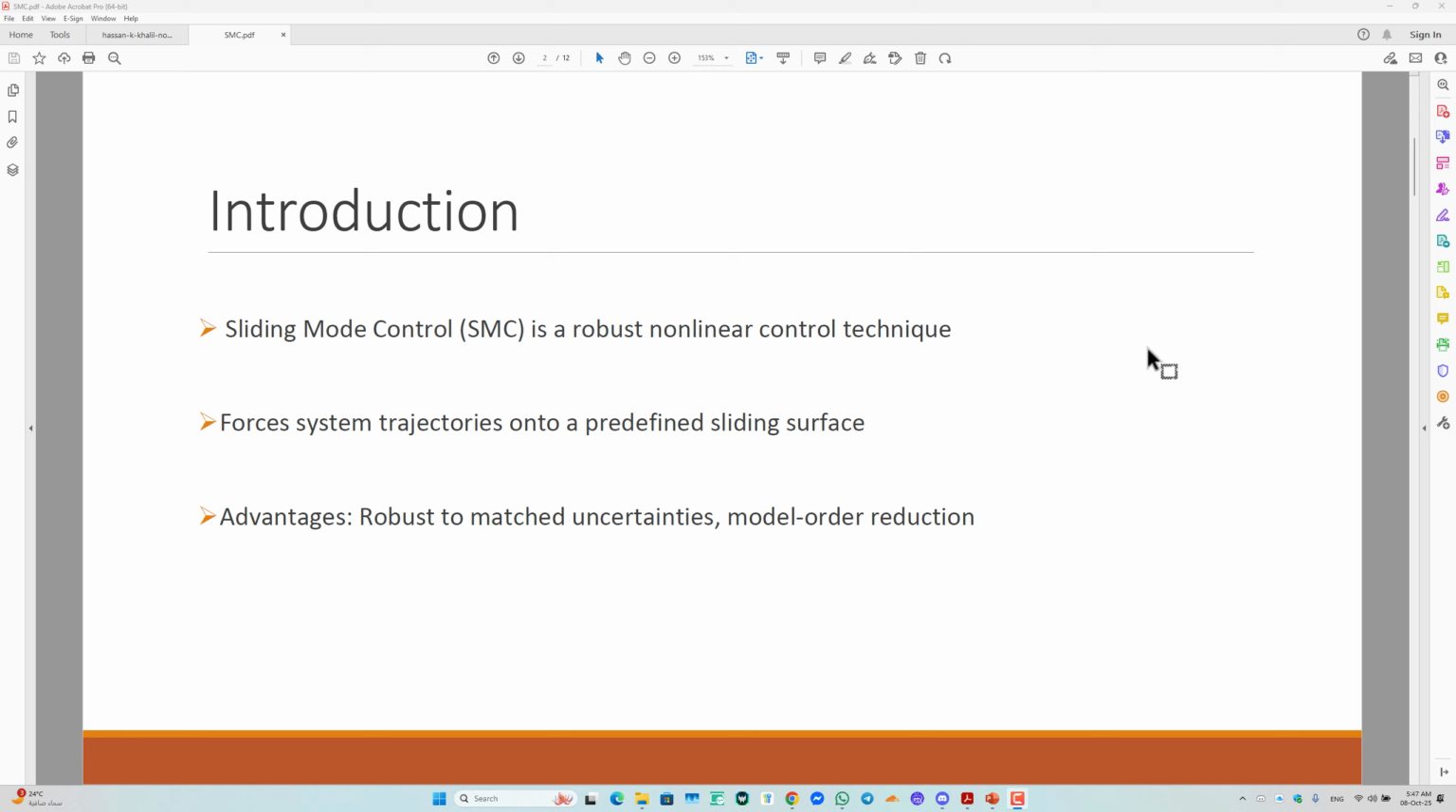Sliding mode control is widely used because it is robust to matched uncertainties. That means unknown dynamics or disturbances that enter through the same channel as the control input. Another benefit is model order reduction. Once the system is on the sliding surface, the effective dynamics become lower order and easier to handle. In short, sliding mode control helps keep the system stable and predictable, even when the model is not perfect.